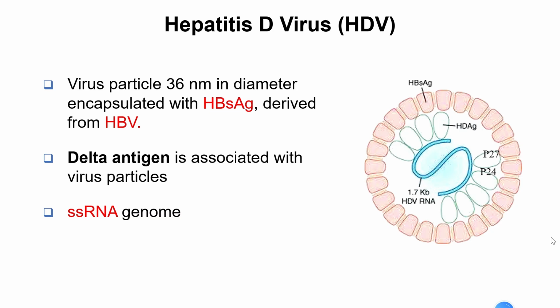The reason for this is that HDV is a defective virus. Itself, it cannot infect human cells. So it always happens in a co-infection with HBV. And HBV is a helper virus. The specific antigen for HDV is the delta antigen here. Okay, delta antigen is encoded in the HDV virus and is associated with the virus particle. So this is the specific antigen. The genome of HDV is a single-stranded RNA genome.